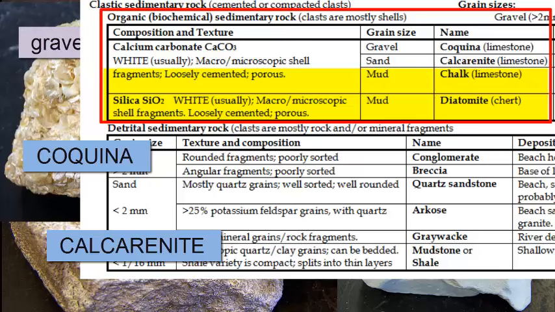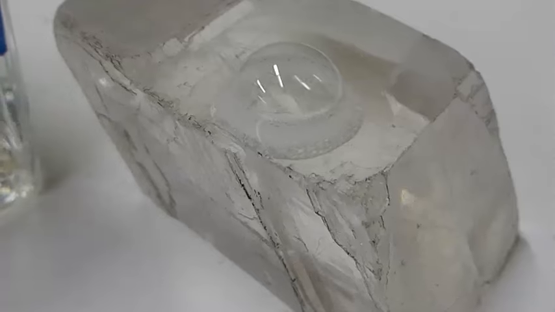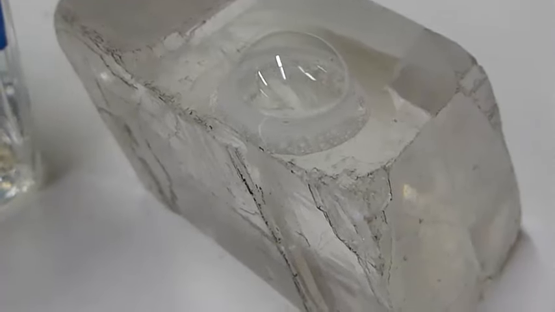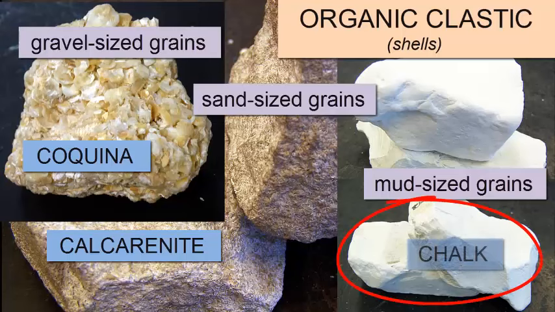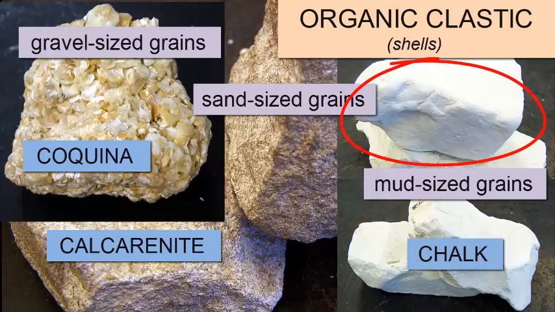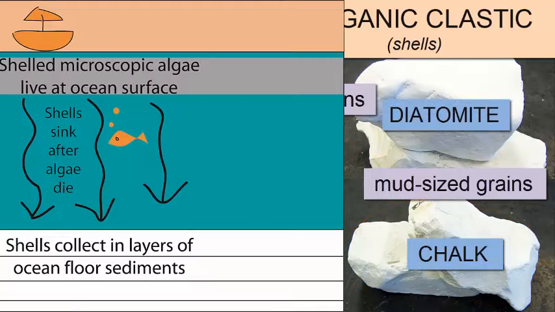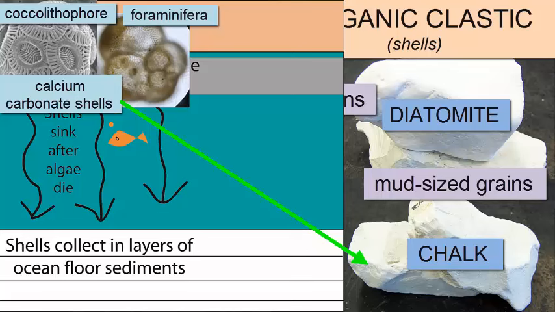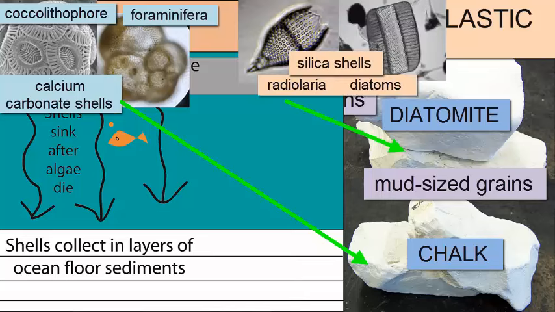How do we tell the difference? The acid test should make the calcium carbonate shells bubble. So this rock, which reacts to acid, is chalk, and this one, which doesn't, is diatomite. Chalk is made up of shells of microscopic organisms, known as foraminifera or coccolithophores. Diatomite is made up of the shells of microscopic organisms known as diatoms or radiolaria.